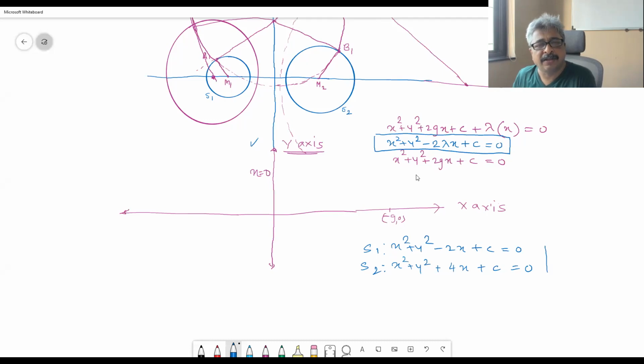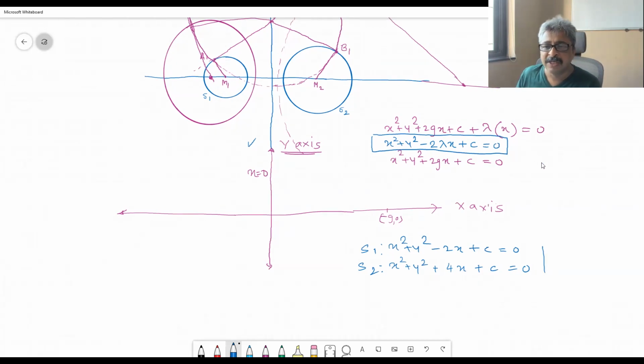Okay, say it again. x squared plus y squared plus 2gx plus c equals 0 is any circle with center on the x-axis. We want the y-axis to be the radical axis. Its equation is x equals 0. Therefore, x squared plus y squared plus 2gx plus c plus lambda x equals 0 is the equation of the family of circles. But g and lambda both are parameters. Therefore, I club them and write x squared plus y squared minus 2 lambda x plus c equals 0 as the general equation of the coaxial family of circles with center on the x-axis and whose radical axis is the y-axis.